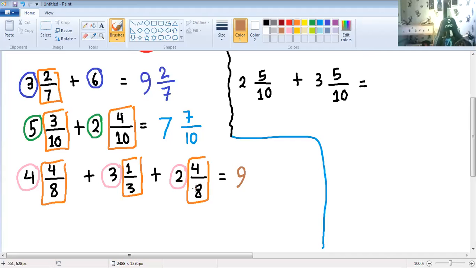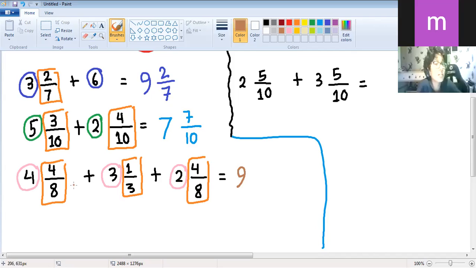Again, what are these two fractions? Should I say them from here? Can you pick from these three fractions?